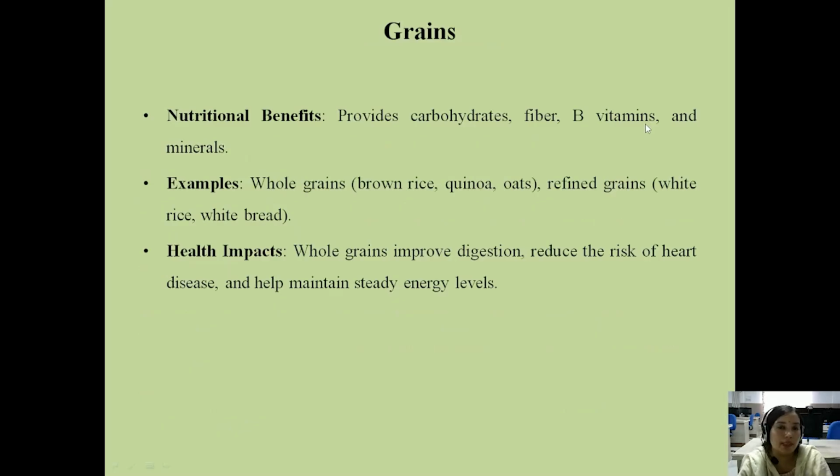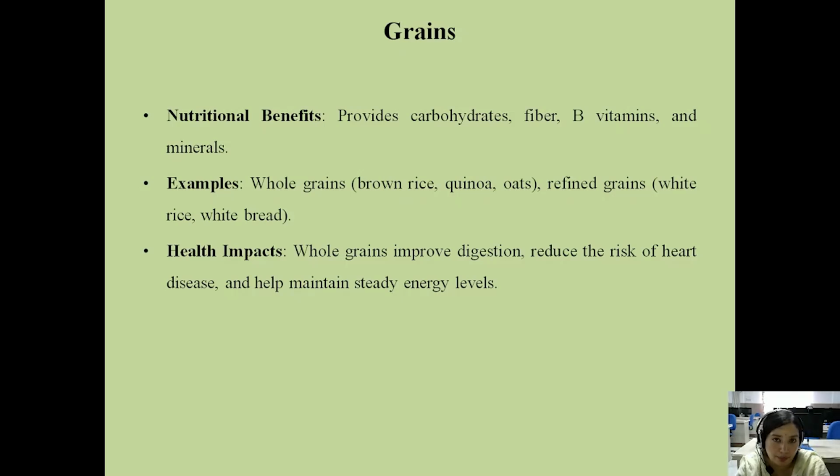Then come to grains. Grains have nutritional benefits. They provide you carbohydrates, fiber, B vitamins, and minerals. Examples are whole grains, brown rice, quinoa, oats, and refined grains like white rice and white bread. Health impacts: whole grains improve digestion, reduce the risk of heart disease, and help maintain steady energy levels.